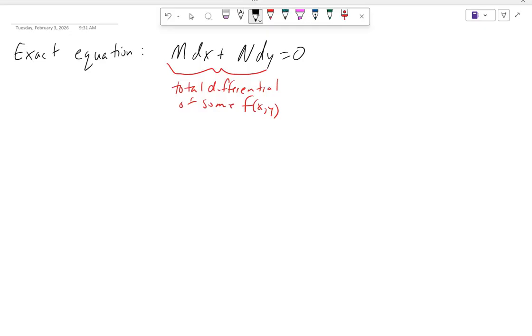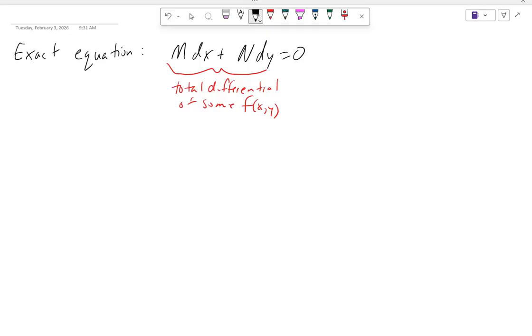If that is going to be the total differential of some function, then how does the function M relate to f? What is M as it relates to f? The partial with respect to x, right? It's on the dx piece. And so N is the partial with respect to y. Now, if this is going to be exact, then we have our check, right? So if it's going to be exact, how do we check?